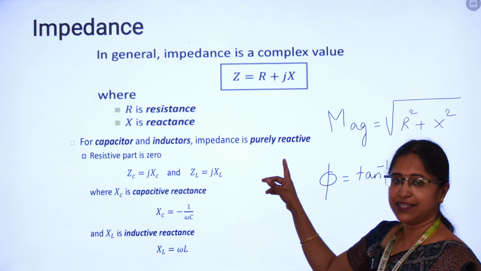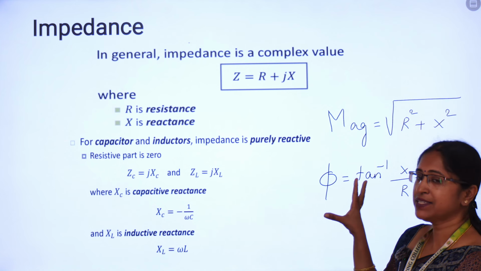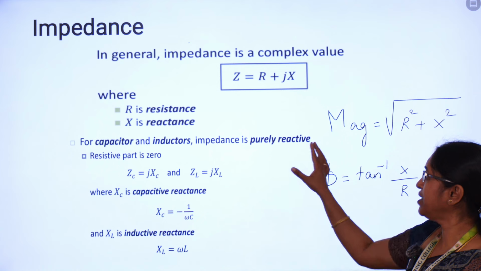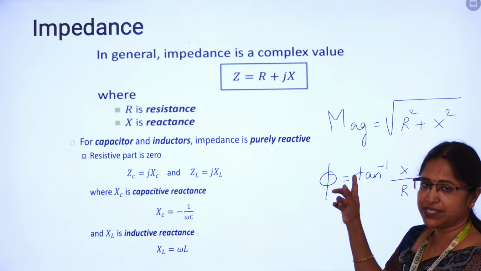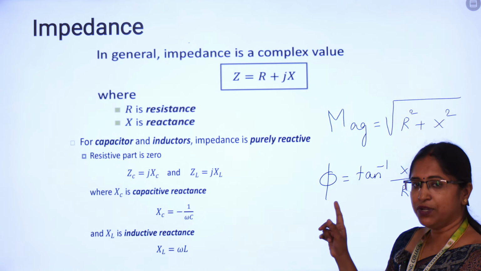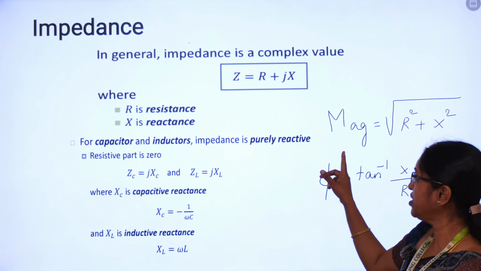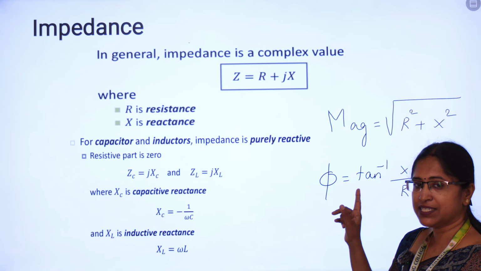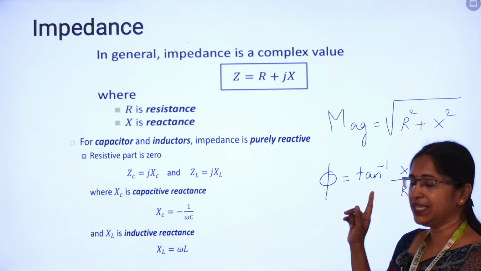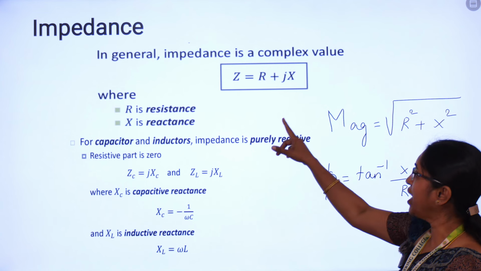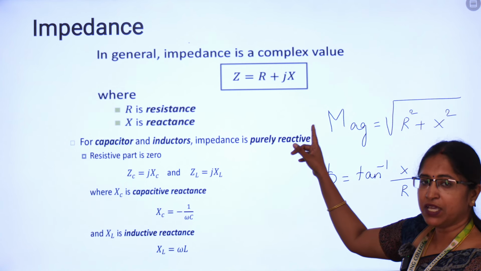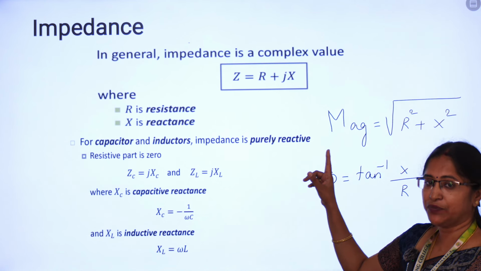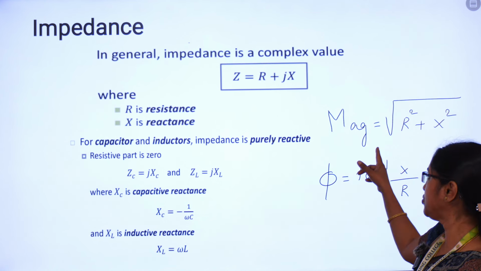As I said in the earlier slide, complex numbers play a very important role in calculating your impedance. Impedance is generally given by R plus jX, where R is your real number, which is nothing but your resistance, and X is your reactance part, which is the imaginary part. So reactance consists of both your inductance and capacitance. When you have your impedance in rectangular form, you can convert that into polar form by using these two formulas.